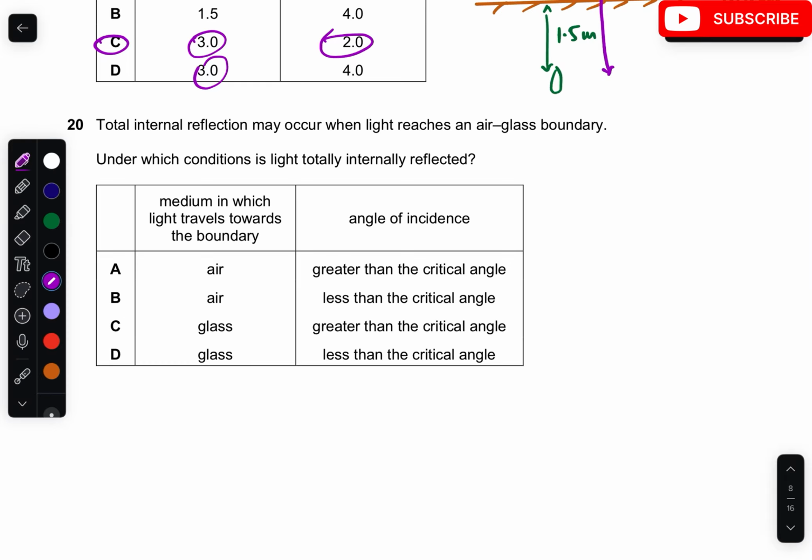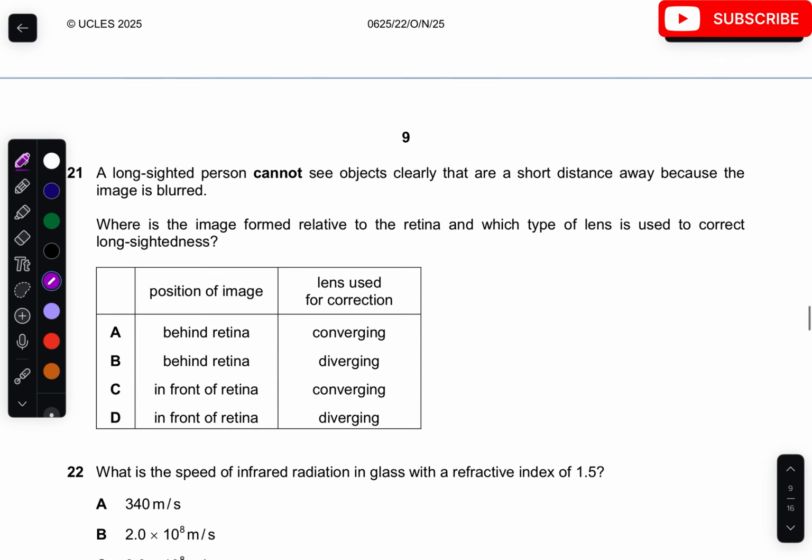Question 20, total internal reflection may occur when light reaches an air glass boundary. Under which condition is the light totally internally reflected? The medium in which light travels should be a denser medium, so it should be glass, option C and D, and the angle should be greater than the critical angle. So these are the two conditions. Light should be moving in a denser medium, and the angle of incidence must be greater than the critical angle.